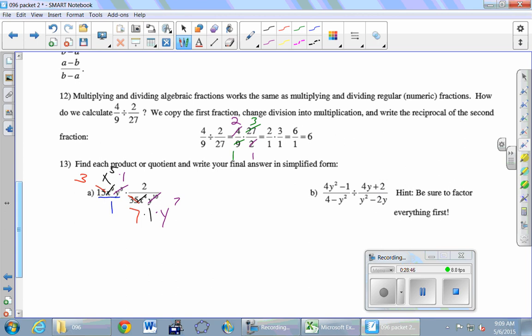So if you can see clearly everything that's left on top, just multiply it all out and we'll have our final answer. So upstairs, the 3 and the 2 are the only things we can smush. So I get 6x to the 5th over 7 y to the 7. That's it. Easy?